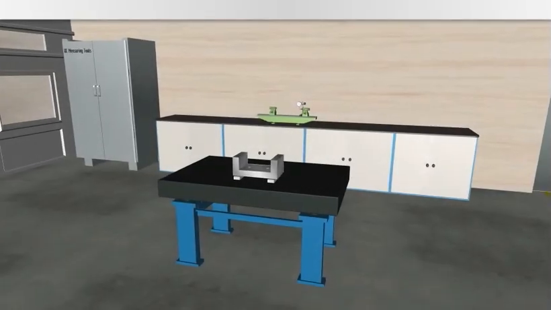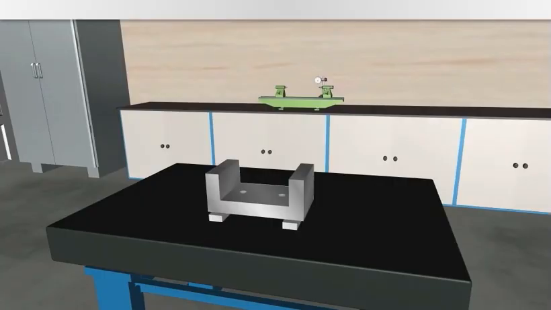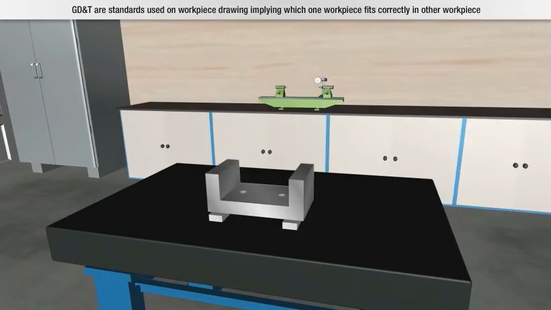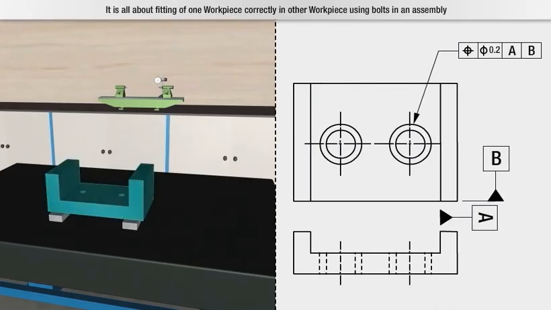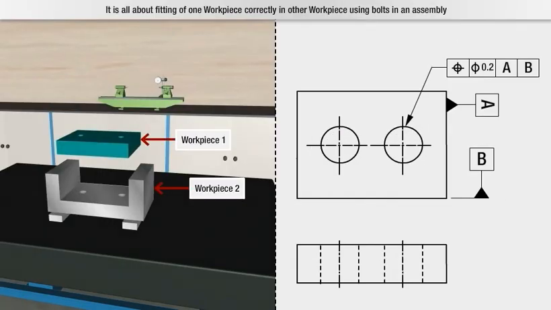Let's understand about GD&T symbols used for cylindrical workpiece. GD&T are standards used on workpiece drawing, implying which one workpiece fits correctly in other workpiece during assembly after manufacturing. It is all about fitting of one workpiece correctly in other workpiece using bolts in an assembly.